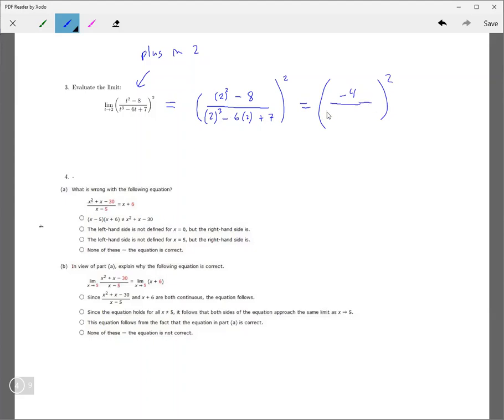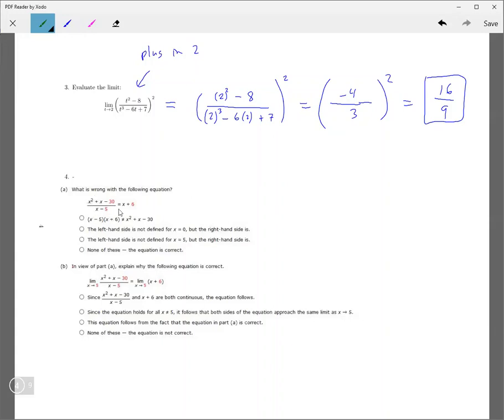It's not going to be squared. This is 8. 8 minus 12 is -4, plus 7 is 3. Okay, so you square that, it's going to be 16 over 9. Okay, so that should be the answer there. Okay, moving along to the next one.